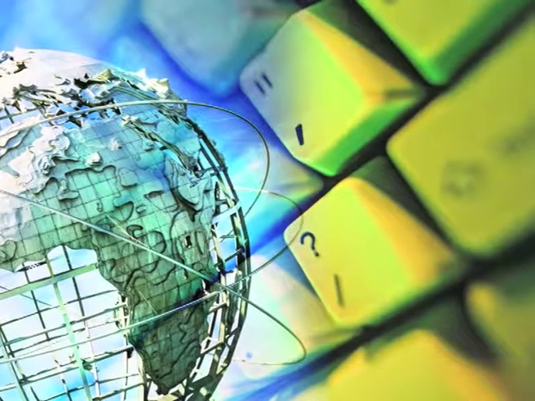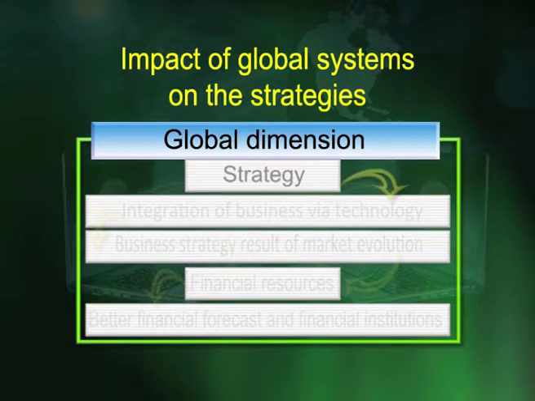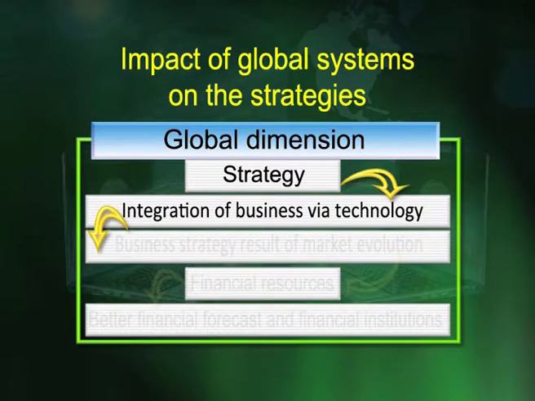Now, integrating the global systems is a big way and it is a big kind of a dimension impacting the world markets. The global systems are important for your survival. They are a kind of a revolution for the organizations. Now, let us see what is the impact of these systems on the strategies. Here is a beautiful diagram where each dimension is projected into a strategy. Integration of businesses through technology.